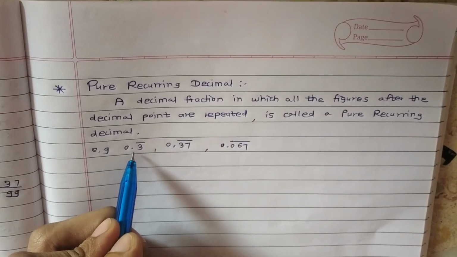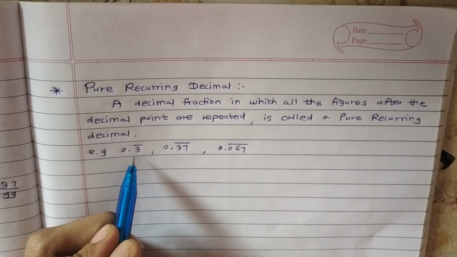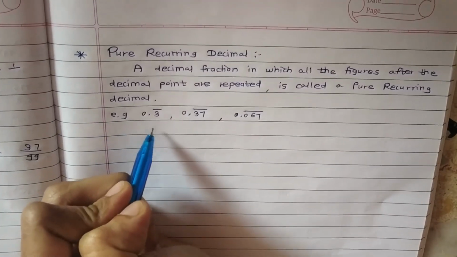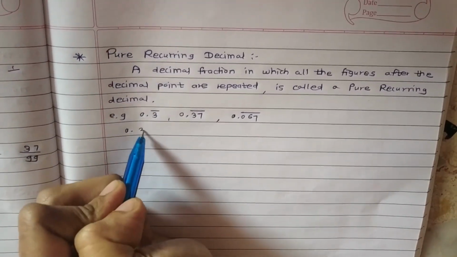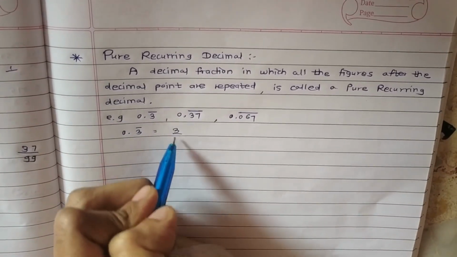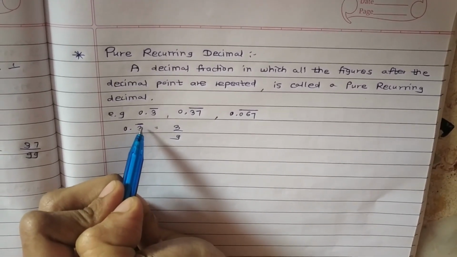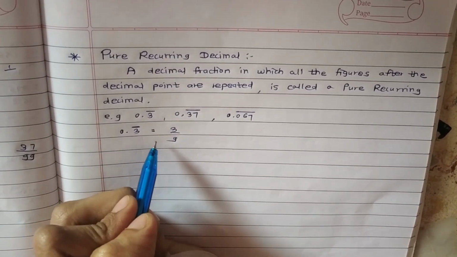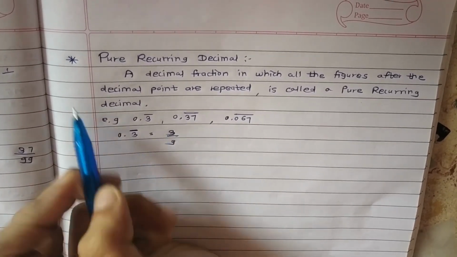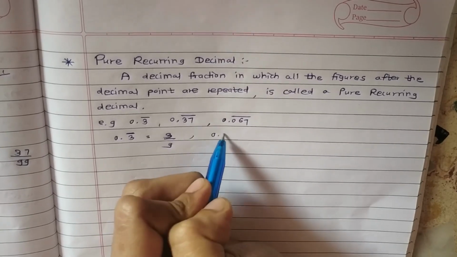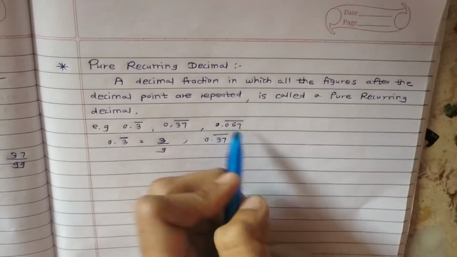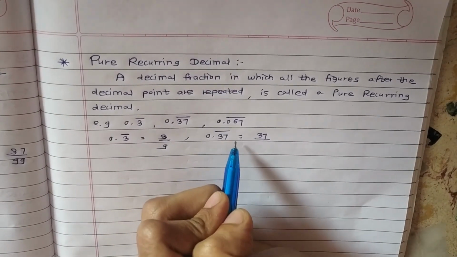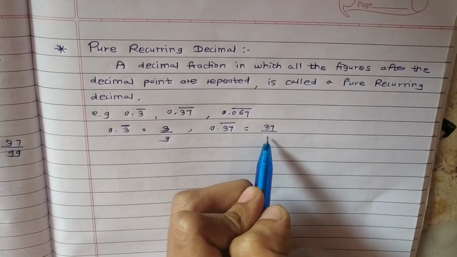Let's take 0.3 bar. Now how to convert this fraction into vulgar fraction. It is also called p by q form. So its vulgar fraction is 3 by 9. The number over which the bar is represented, we have to take that number of 9s under that number. Now for 0.37 bar, let's take the 37 as it is, and the bar is over 3 and 7, so that much number of 9s we will take.